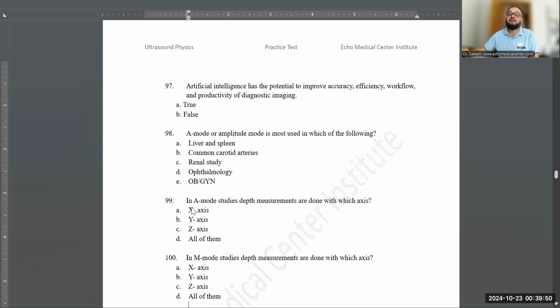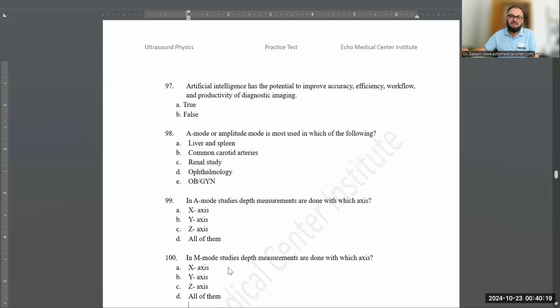Now, in A mode, amplitude mode studies, depth measurements are done with which axis? When you do A mode studies, the depth we want to know is done by which of the following axes? Is it Y axis or X axis? What do you think? Correct. It is the X axis.